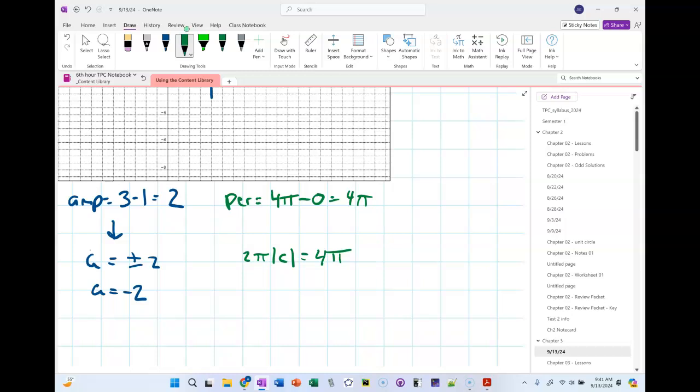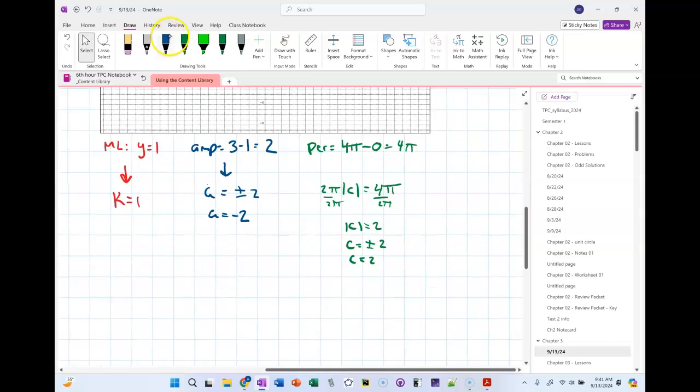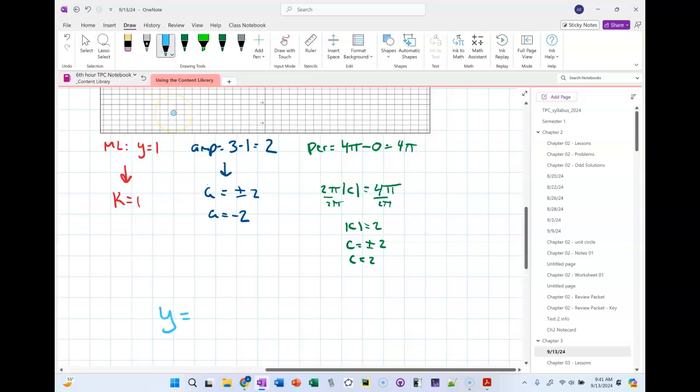To solve this, we're going to divide both sides by 2 pi. What's 4 pi divided by 2 pi? 2. So C is going to be plus or minus 2, but we always choose the positive. That's everything we need. We just need to put it in together. So y equals negative 2.